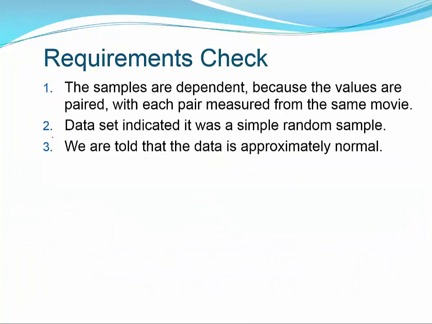So the samples are dependent because the values are paired, and each pair is measured from the same movie. And the data set indicated that it was a simple random sample, and we were also told that the data is approximately normal, so the requirements are satisfied.